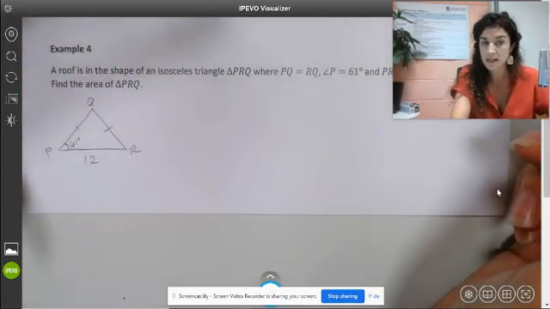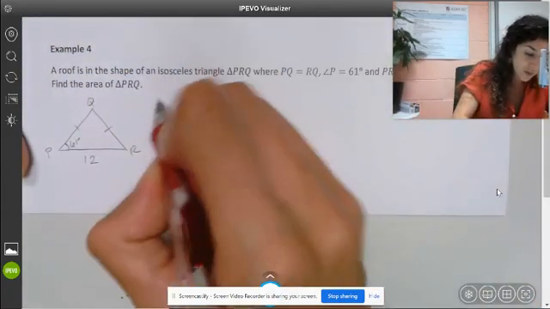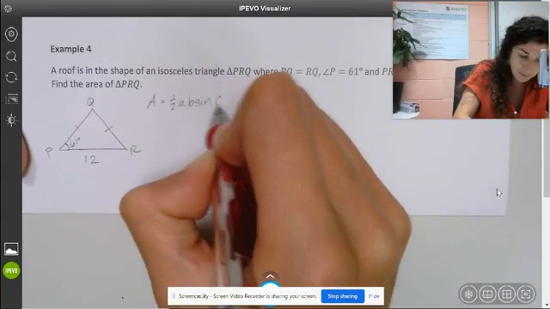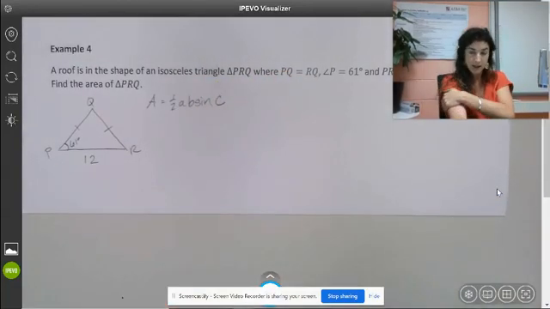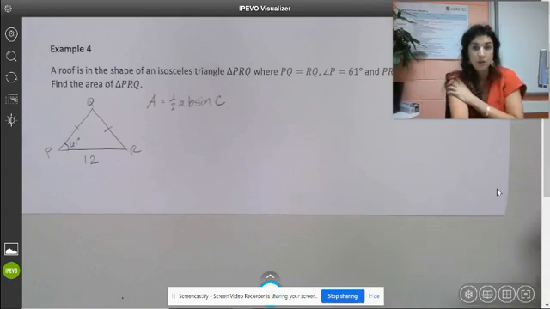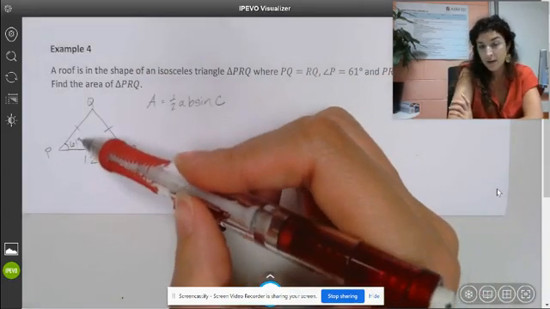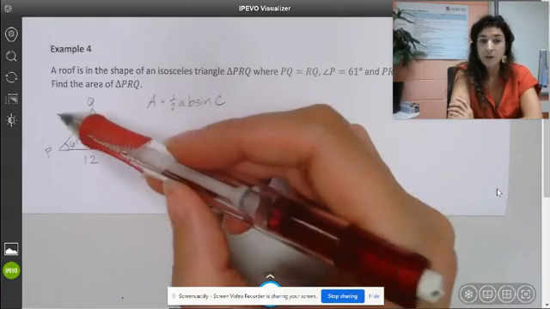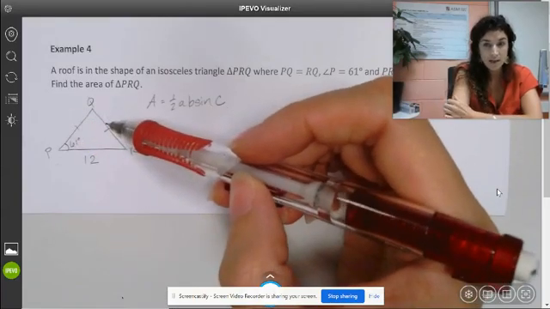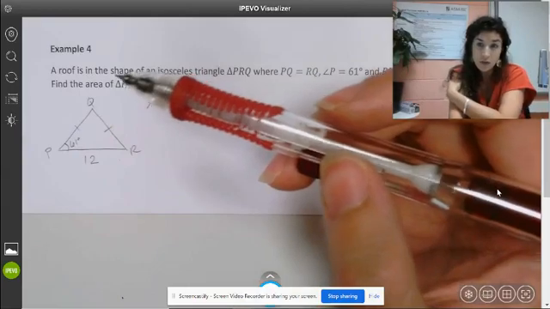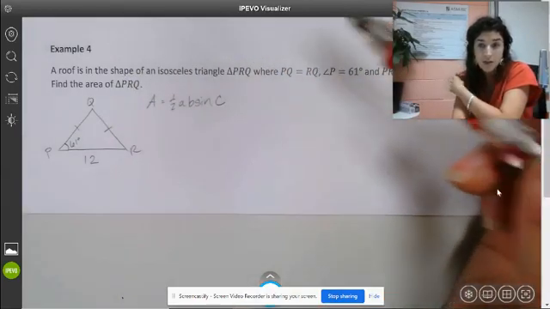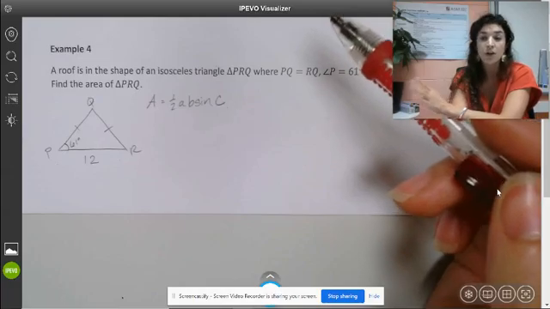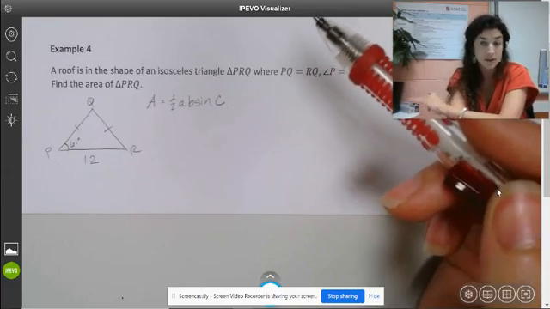So I'm going to start writing down a few things that I know. I know the formula for the area of a triangle, so I'm going to write that down. I can then use this as a spot to say, okay, well, what do I need to do in order to get to that? I have an angle and I have a side length, but I'm missing another side length. So I need to find one of these. It's a non-right triangle, so in order to solve for missing parts of non-right triangles, we only have two options here, law of sines or law of cosines.